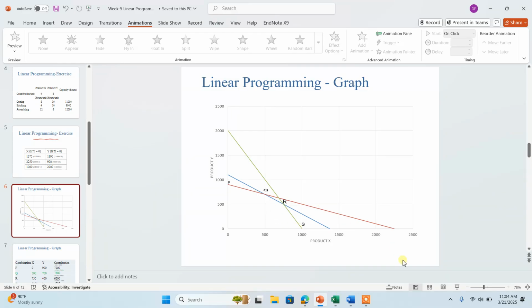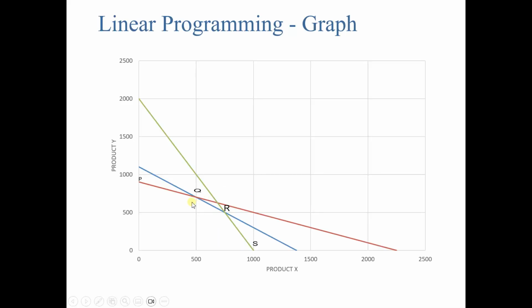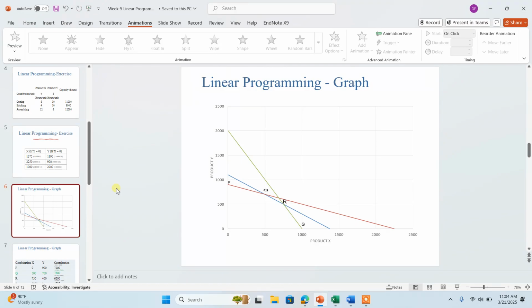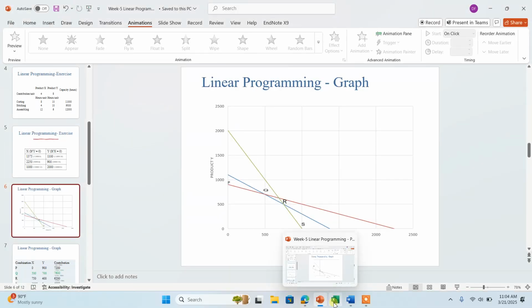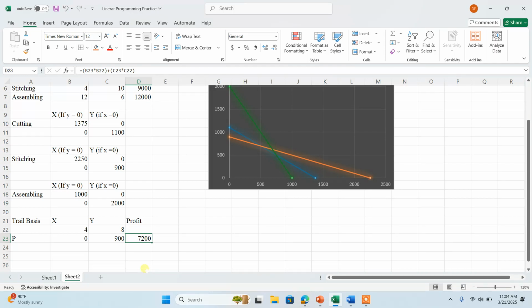Let's suppose I go for the second option, that is the Q. In Q, I can see that my X is 500 and my Y is somewhere around 700. If you have graph paper, it's very easily visible. It is actually 700. So on point Q, X is 500 and Y is 700.